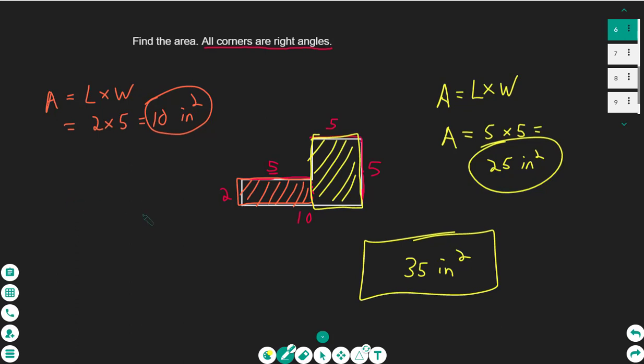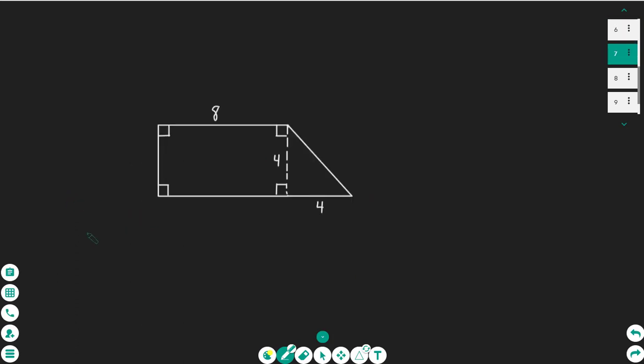All right? Very good. Now we're combining a couple of other shapes. Now we have clearly a rectangle and a triangle. So why don't you pause the video and see if you can figure this out on your own first, and then we'll do it together.